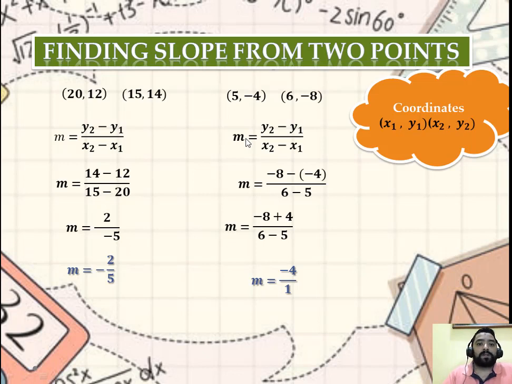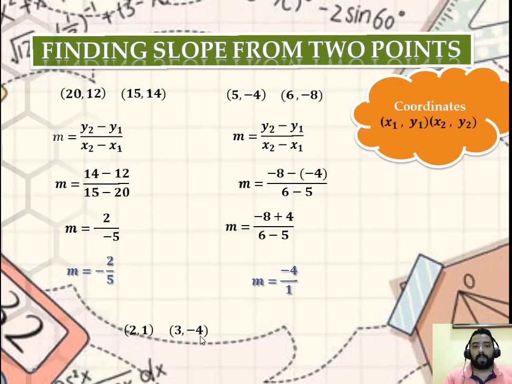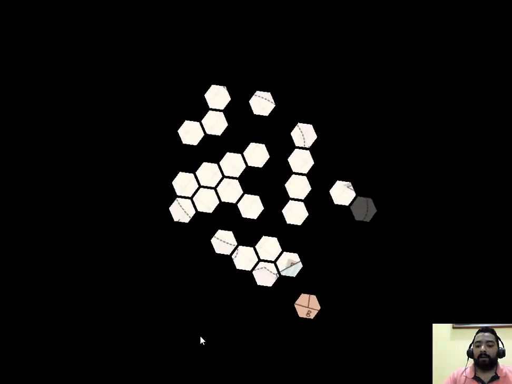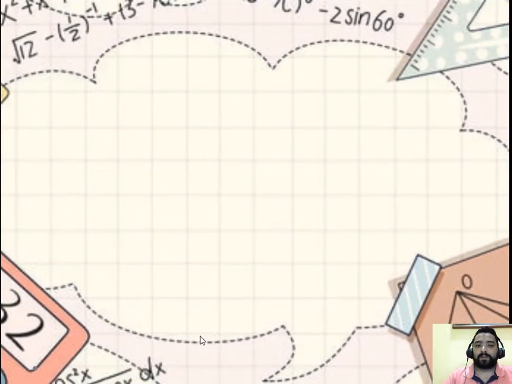Then I'm going to show you some examples in real life in which you can identify the slope. But before showing you these examples, you have to try to solve this exercise: find the slope given these 2 points, 2,1 and 3,4. Then now I'm going to show you these examples in real life.